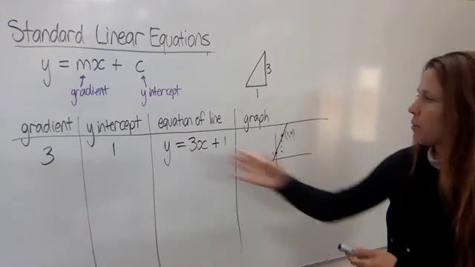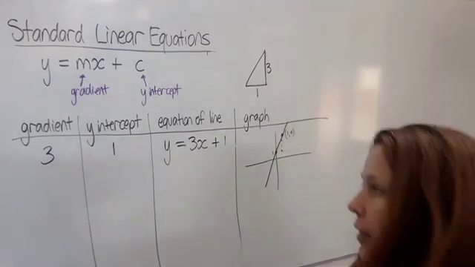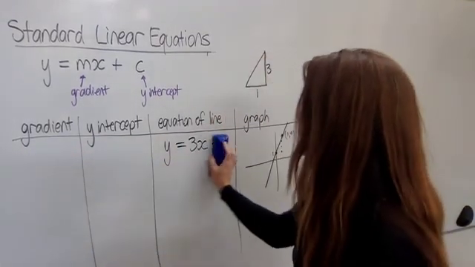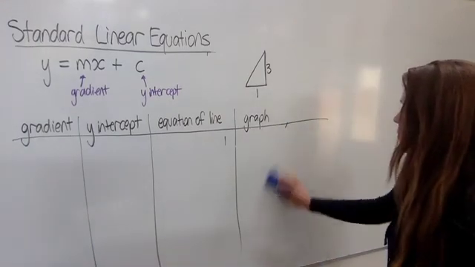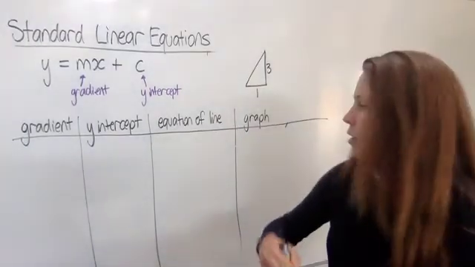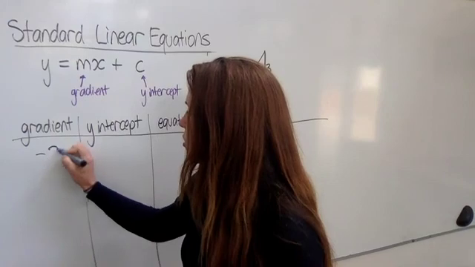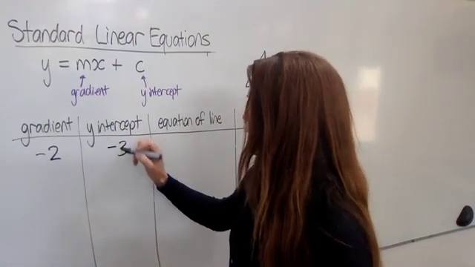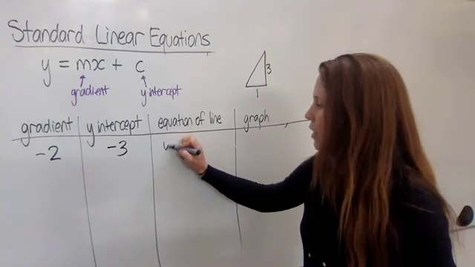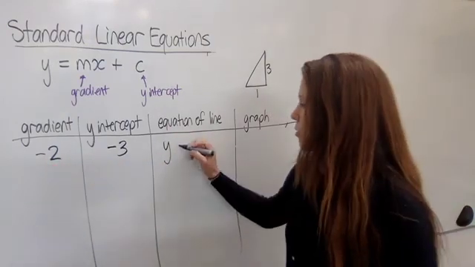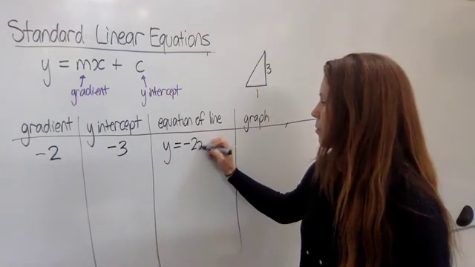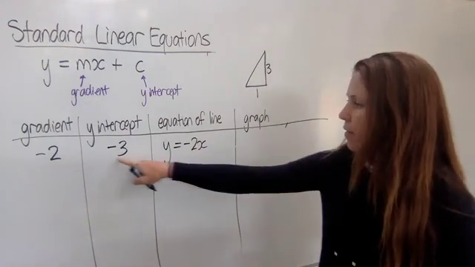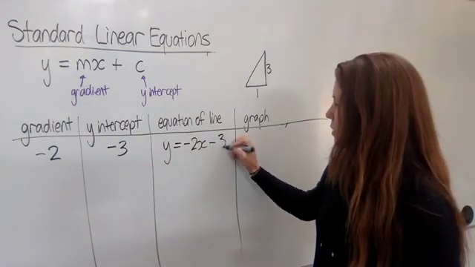Now, you should be able to do this with any line. Let's have another go. Let's say the gradient is minus 2 and the y-intercept is, let's go negative this time, minus 3. The equation of the line will be y equals minus 2x, because minus 2 is the gradient, and then the y-intercept's minus 3, so we put in minus 3.